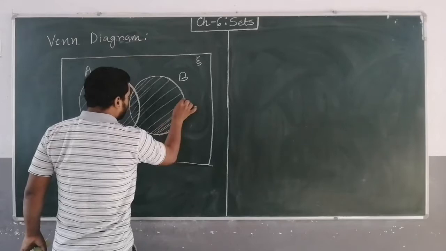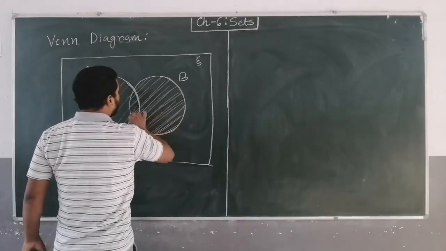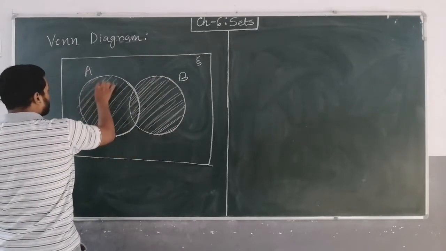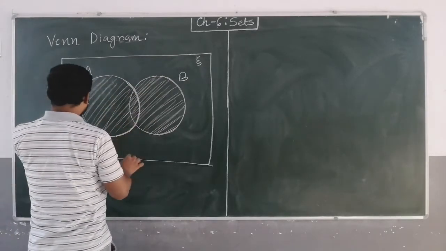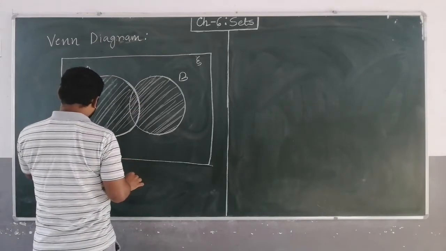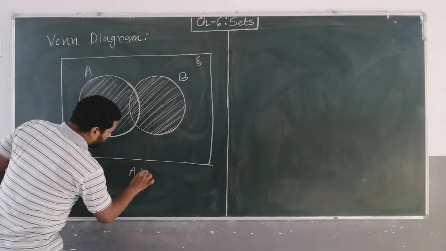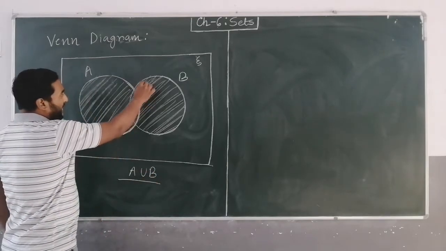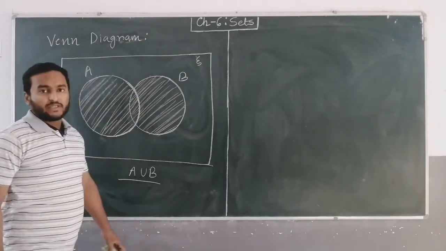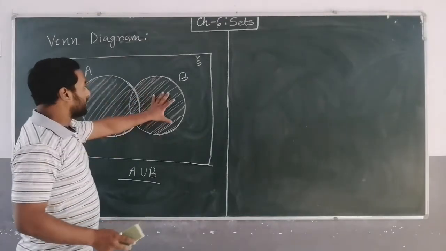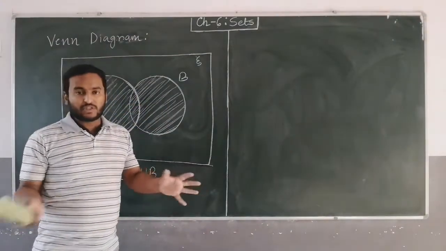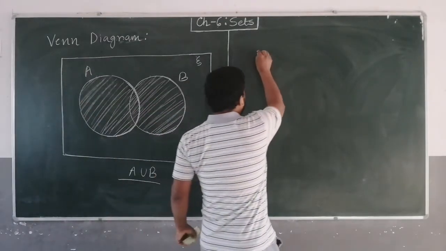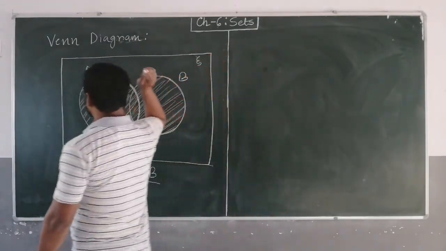So this is the representation of A union B. A union B means the whole part that is bounded by A and B will be shaded. So we have shaded all this part that is bounded by A and B. This is known as A union B.